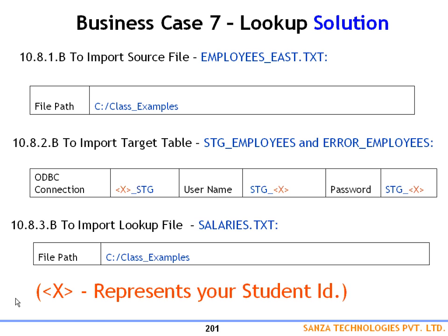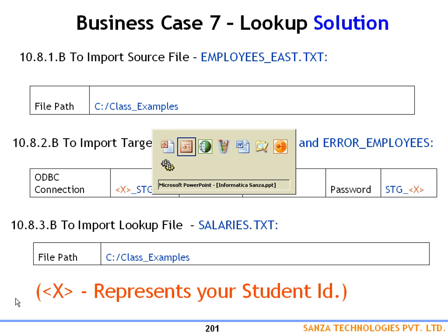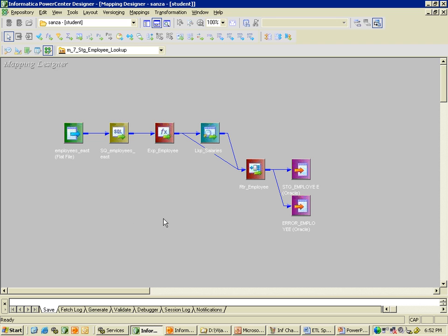So I hope you have written this, employees and error employees, pass underscore. Now let me go back. Again, I will create the transformation for lookup for your understanding. Lookup, let's say salaries for 1. Import from the flat file, all files, salaries.txt, import field name first line, comma delimited, and finish.